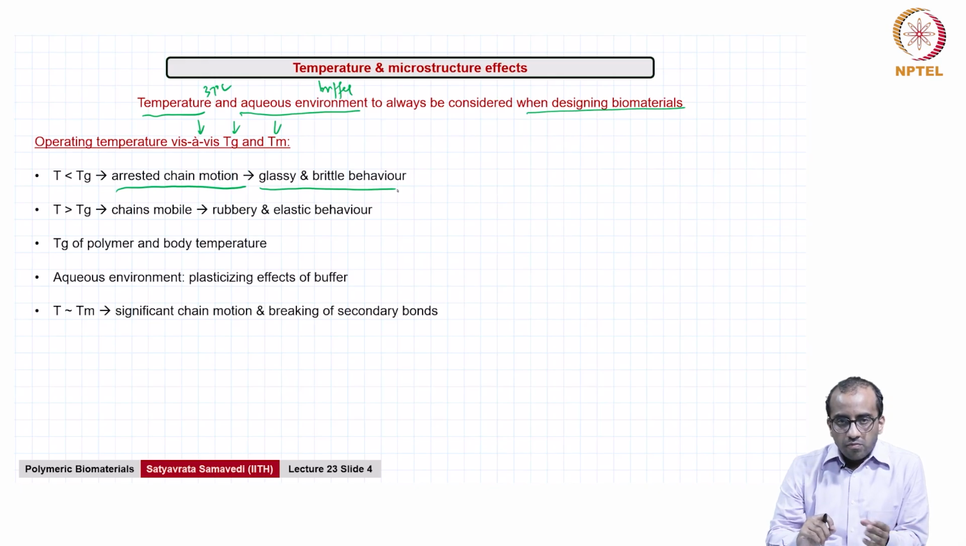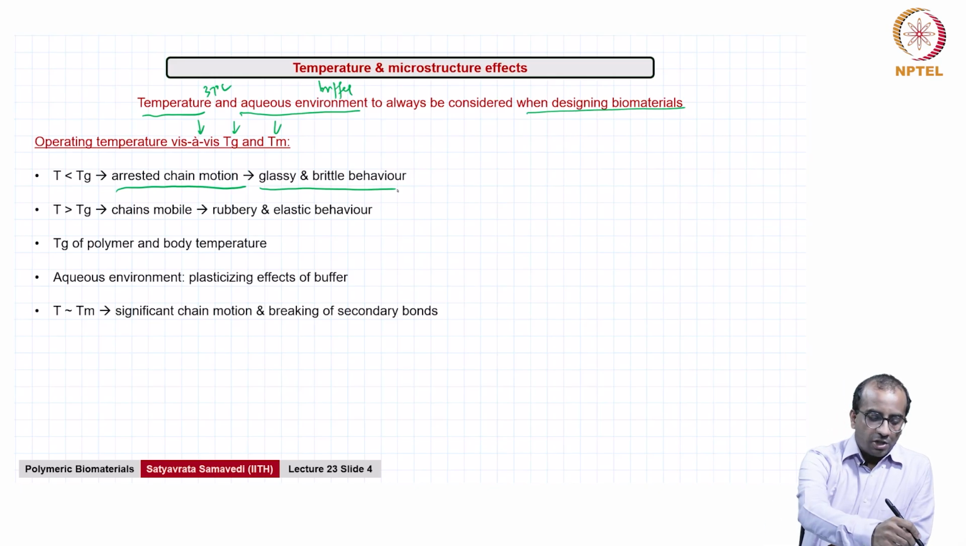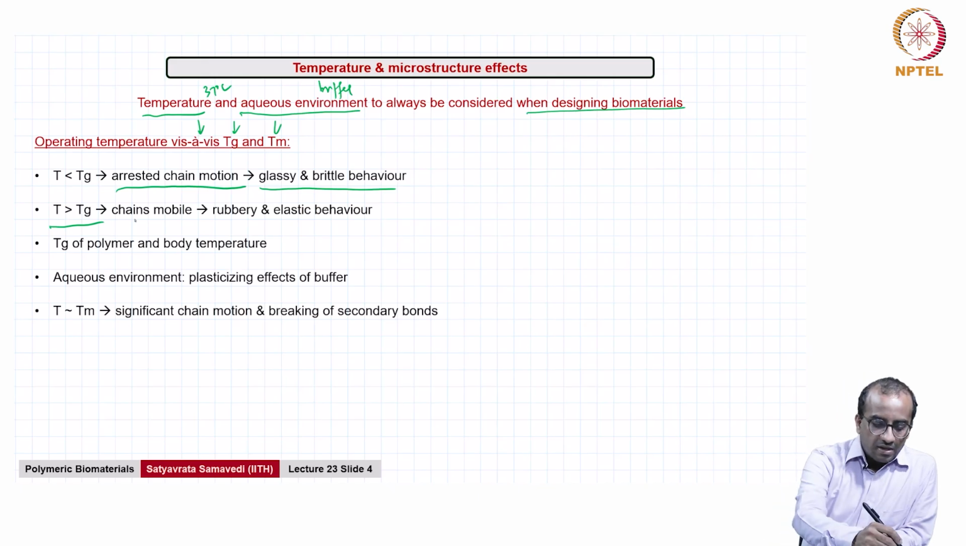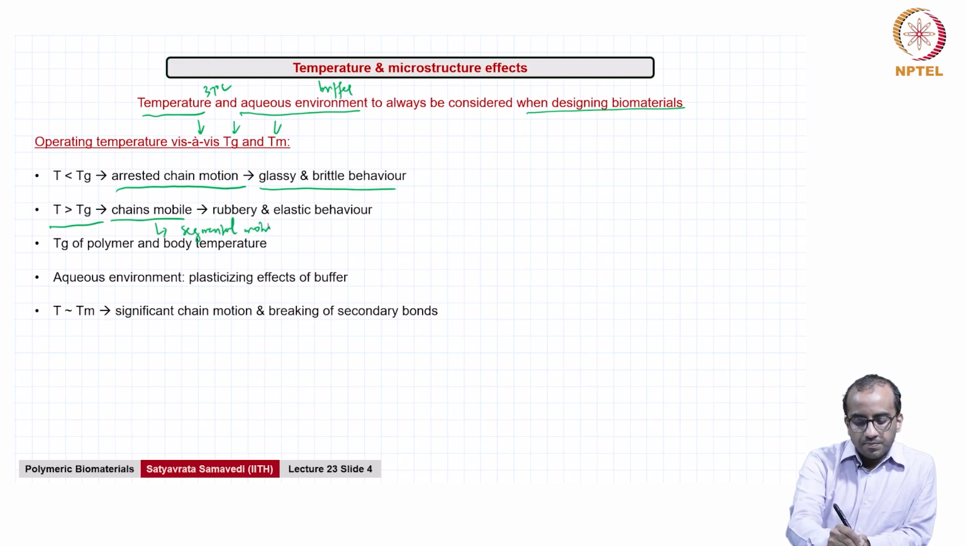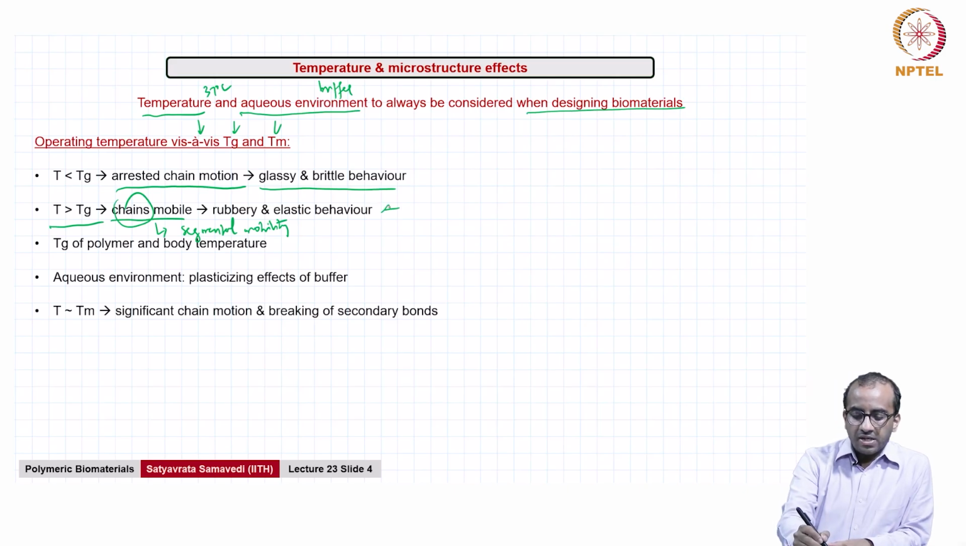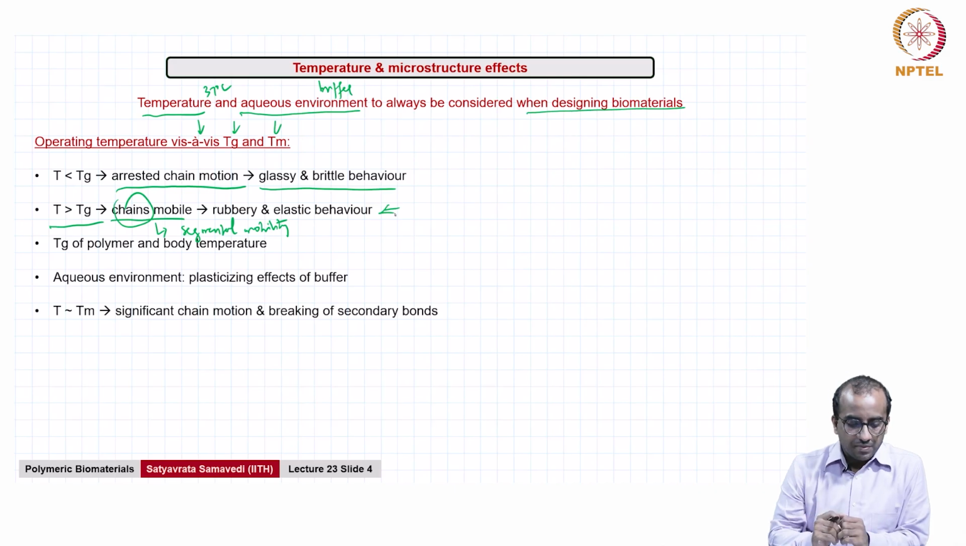Now, when you go above the Tg, when you cross the Tg either for a semi-crystalline or an amorphous polymer, the chains become mobile, or more correctly, you get higher segmental mobility. So, when I say chains here, what we really mean is segmental mobility is enhanced, higher free volume, and in the bulk you end up getting rubbery and elastomer-like behavior.